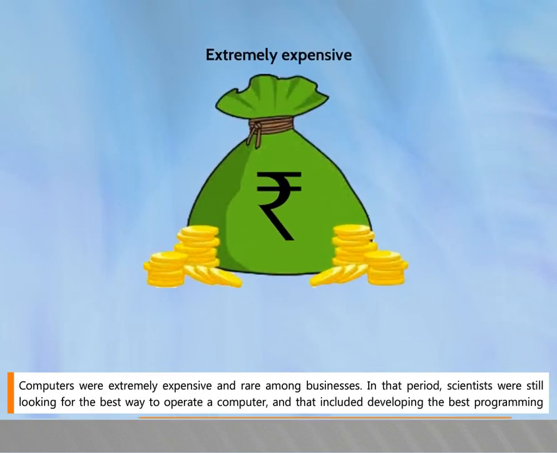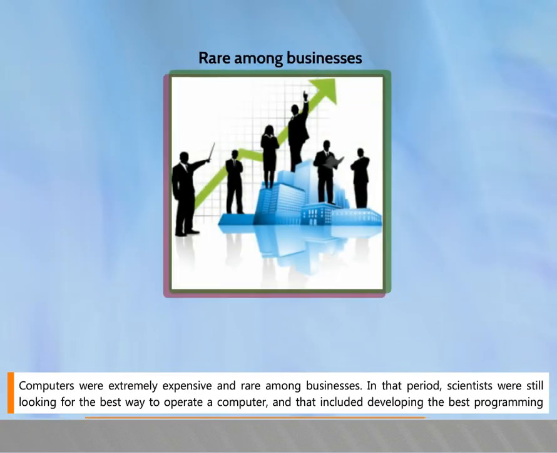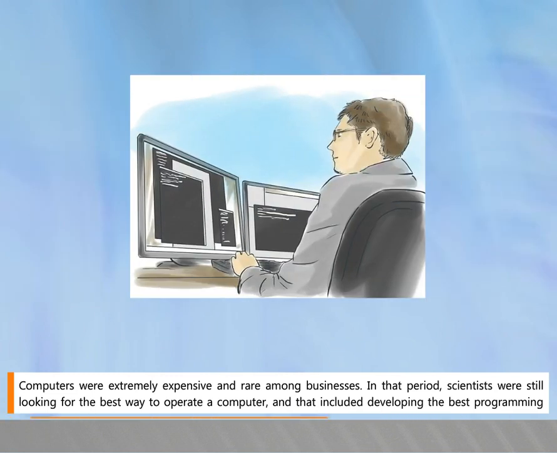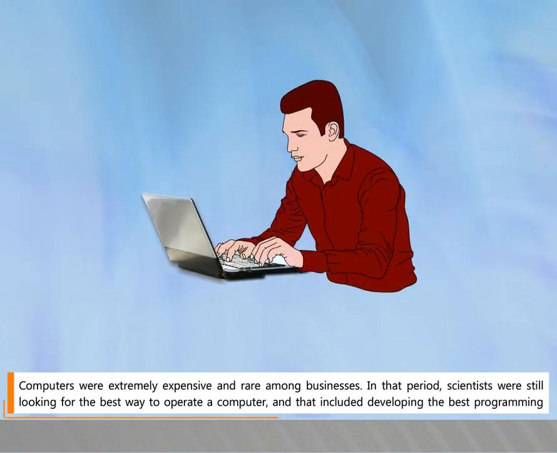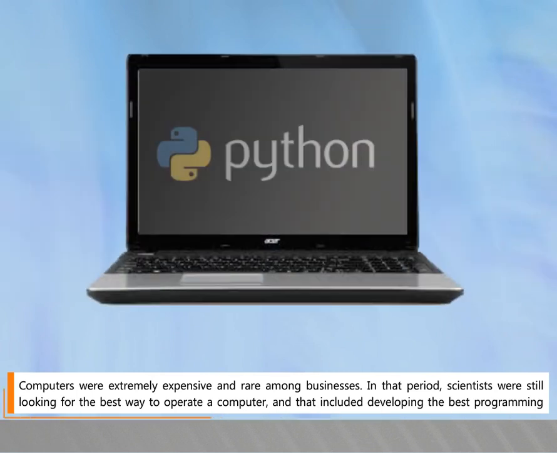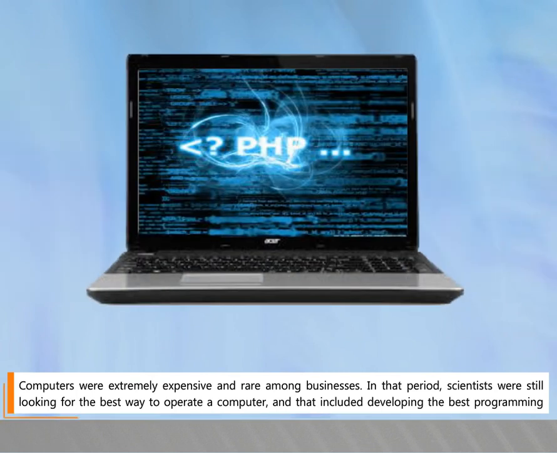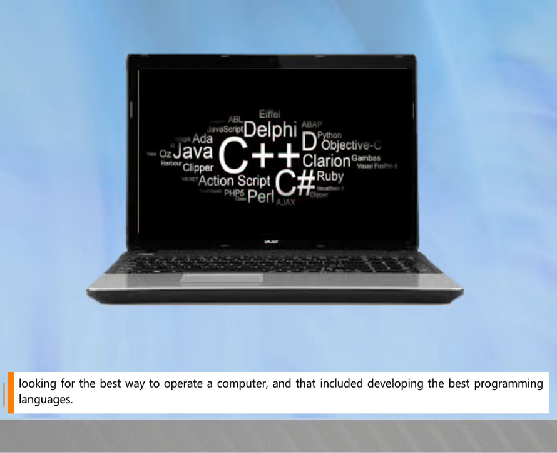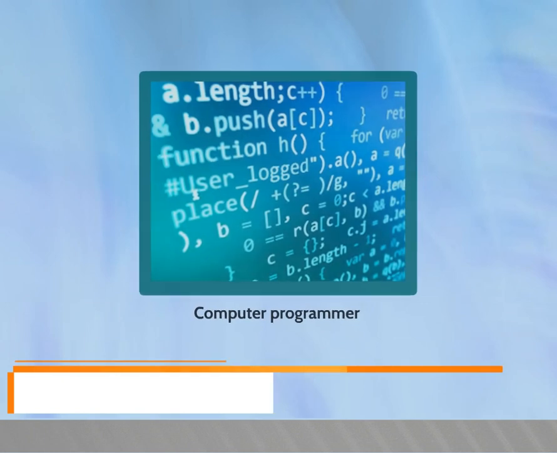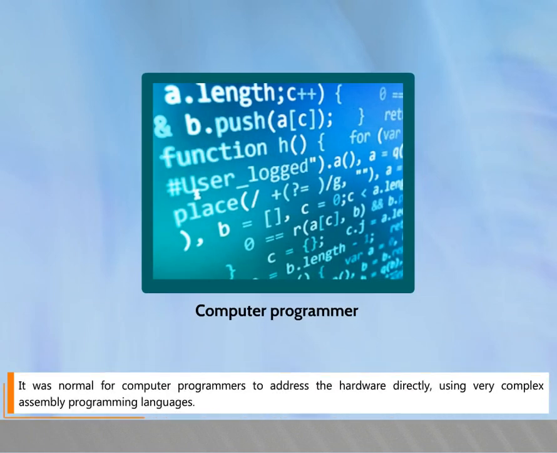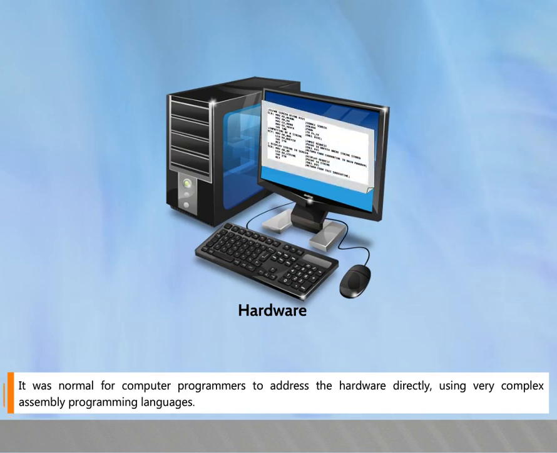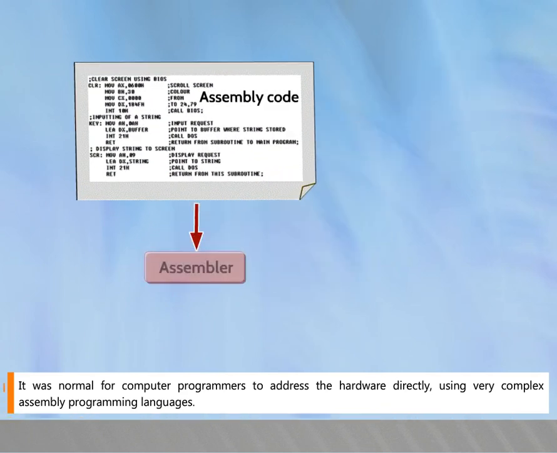Computers were extremely expensive and rare among businesses. In that period, scientists were still looking for the best way to operate a computer, and that included developing the best programming languages. It was normal for computer programmers to address the hardware directly using very complex assembly programming languages.